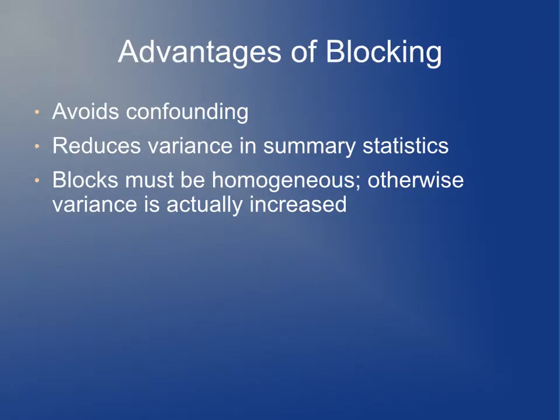There are several advantages of blocking. First of all, it avoids the risk of confounding. In the turkey example, it avoids potential confounding due to where the cage is located. You can also show statistically that your sampling variance is actually reduced when you do blocking correctly. But this only works if the blocks are homogeneous. If you do a poor job of blocking, then the variance can actually be increased rather than decreased.